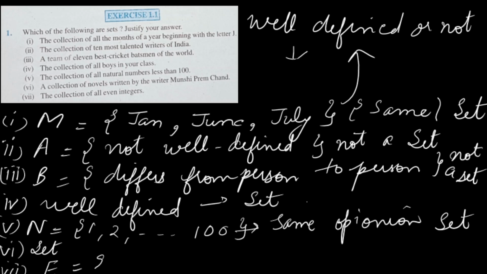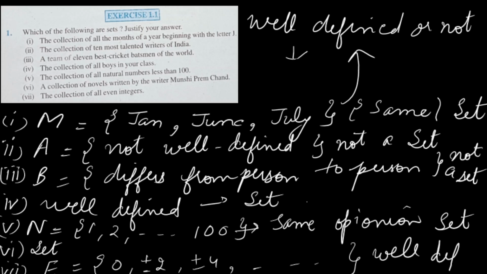The seventh, the collection of all even integers. Again this is an example of set. Why is this an example of set? Because its elements will always remain these only. From whoever you are asking, everyone will have same opinion. That means the collection is well defined. If it is well defined, which means it is a set.